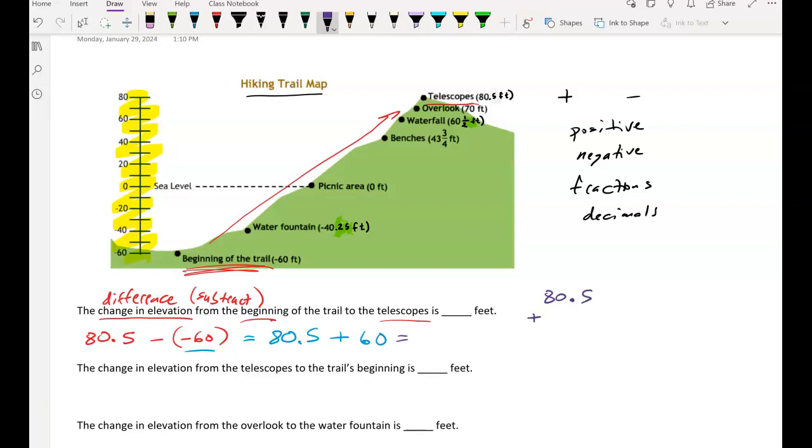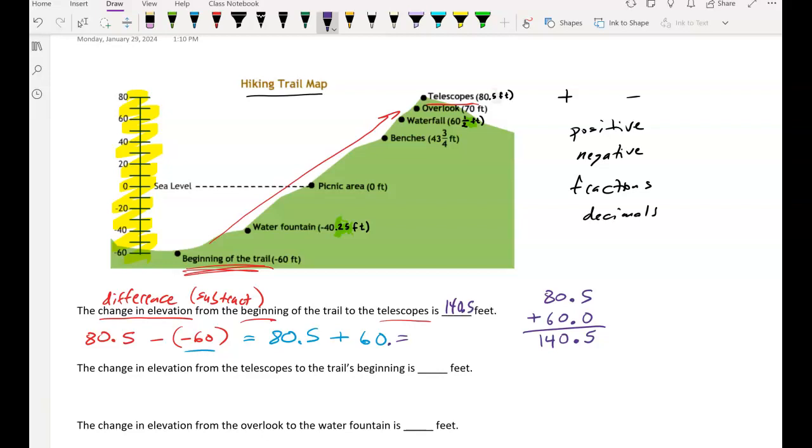Now, 80.5 plus 60. Remember you need to line up decimals when you're adding decimals. 60 doesn't have a decimal, and a lot of people will just be tempted to just write it over here. But you remember, if there's no decimal, you have to place a decimal at the end of it. So 60 is 60.0. Okay, now we can add those because the decimals are lined up. And we just add 5 plus 0, bring our decimal straight down, 0 plus 0, and 8 plus 6. So the difference, the change in elevation from the beginning of the trail to the telescopes is 140.5 feet.